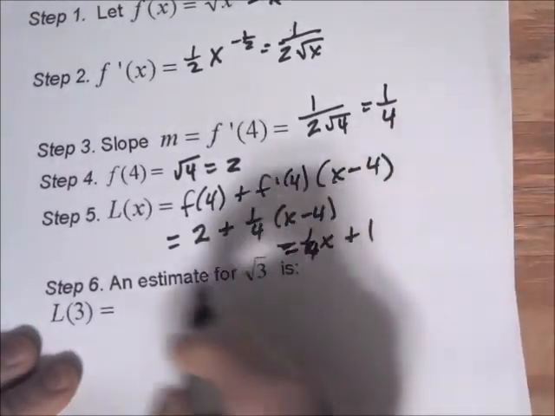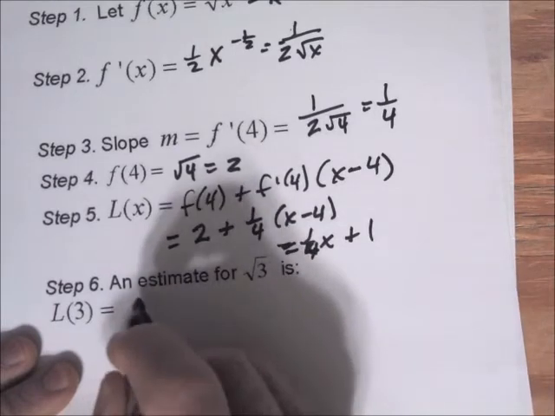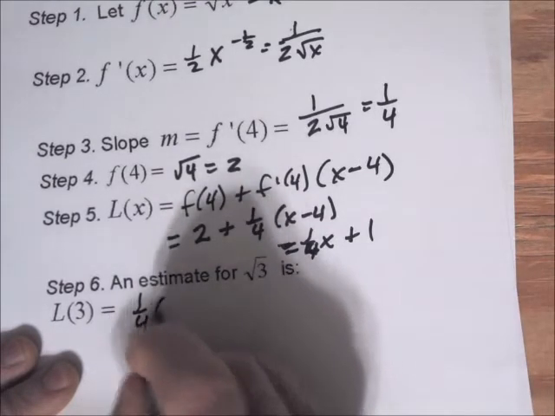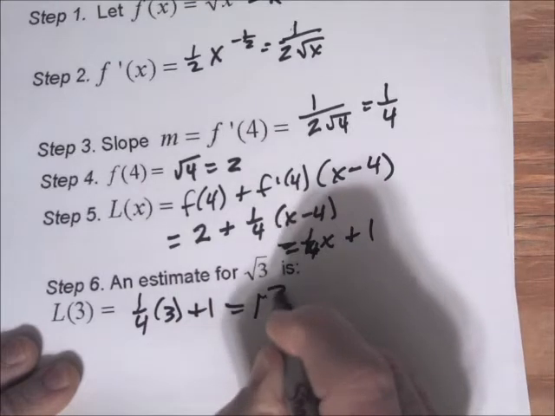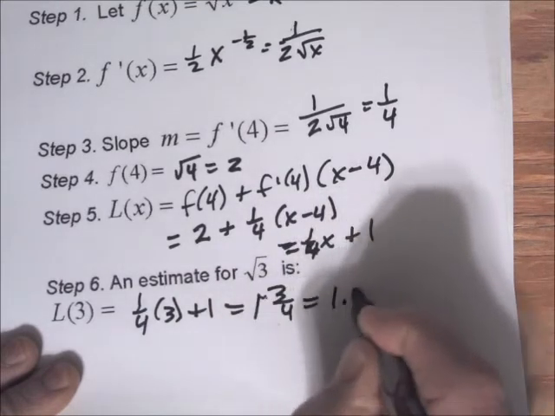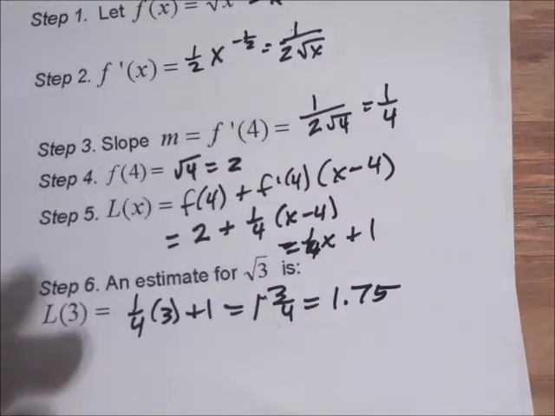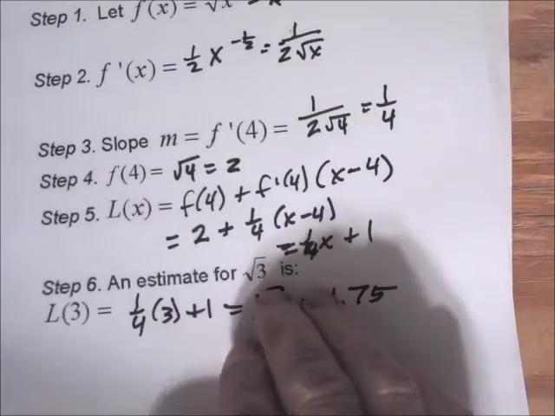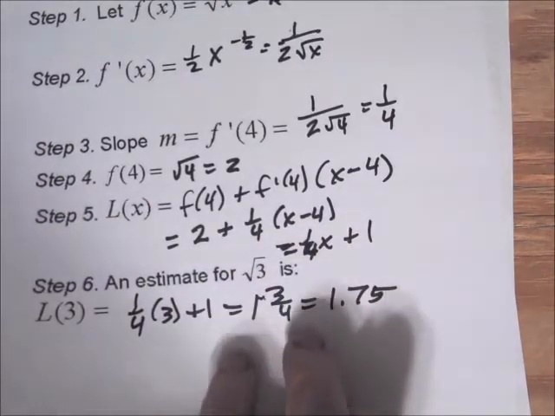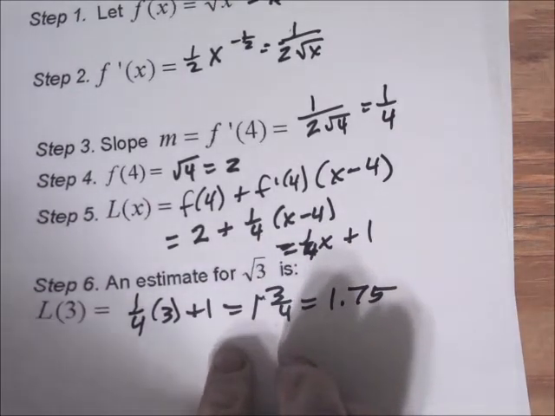Okay, so L of 3 is going to be 1/4 times 3 plus 1, which is 1 3/4, or as a decimal is 1.75. There is a procedure that's kind of like long division for computing square roots. There's various ways of finding square roots, but this is our estimate using a straight line approximation.